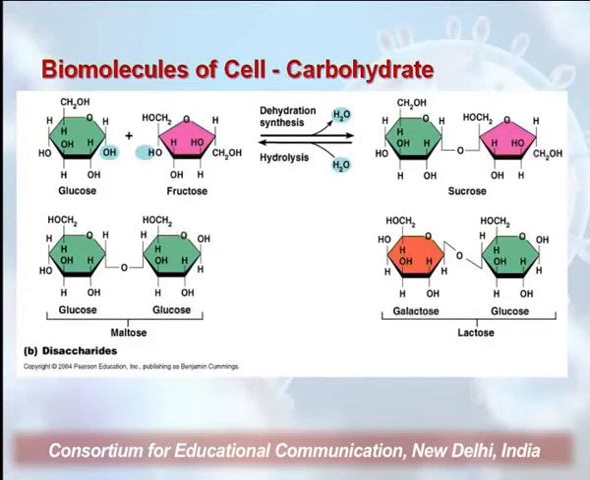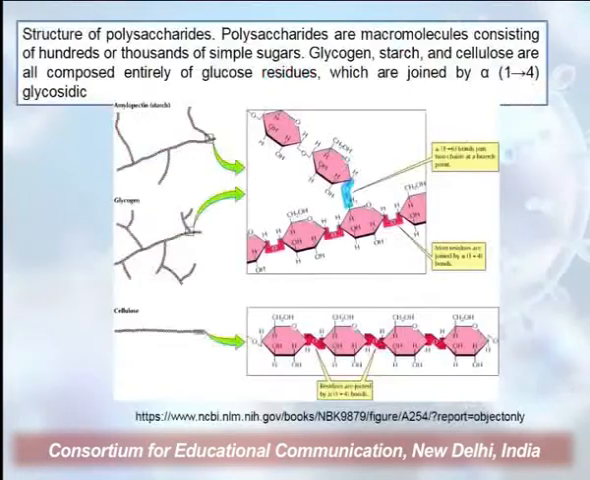The next case is showing maltose, which is a monomer of glucose combined with a glucose. Then there is lactose, which is galactose plus glucose. So there are various combinations formed of the various saccharides, which combine to form various disaccharides, which subsequently combine to form the polysaccharide molecules.